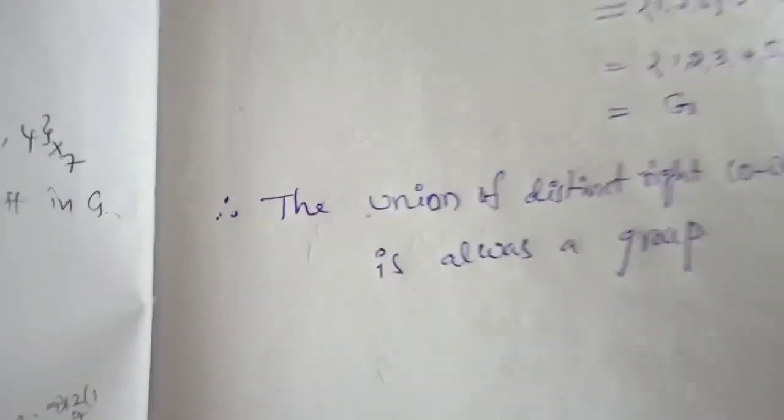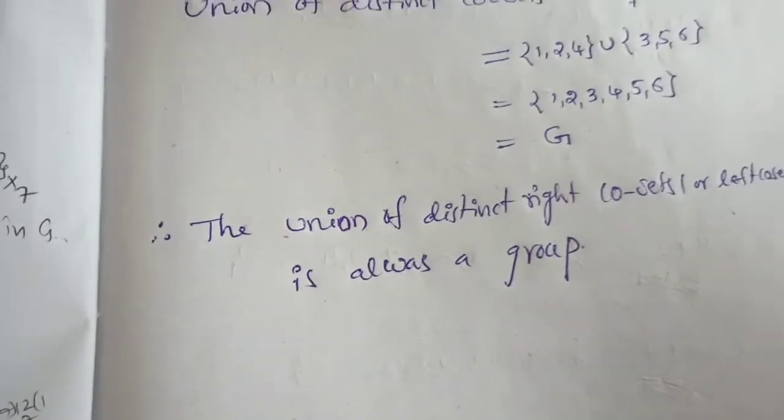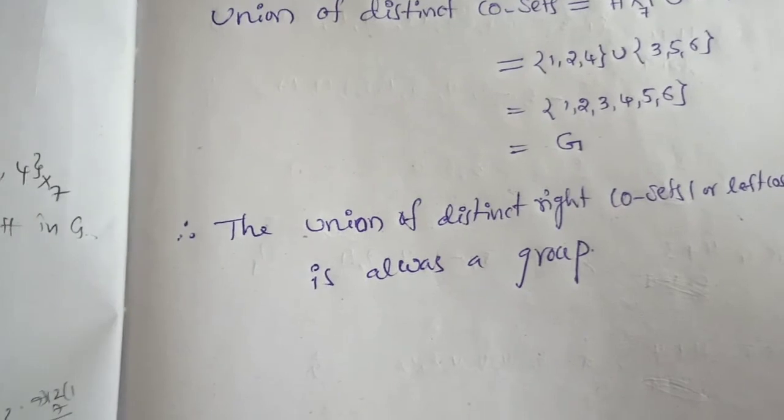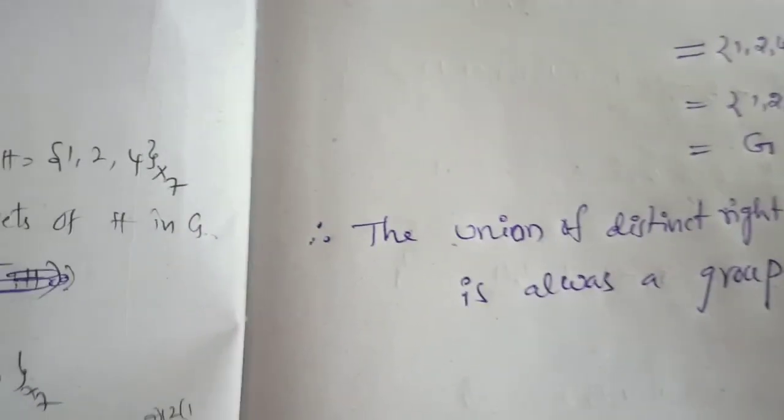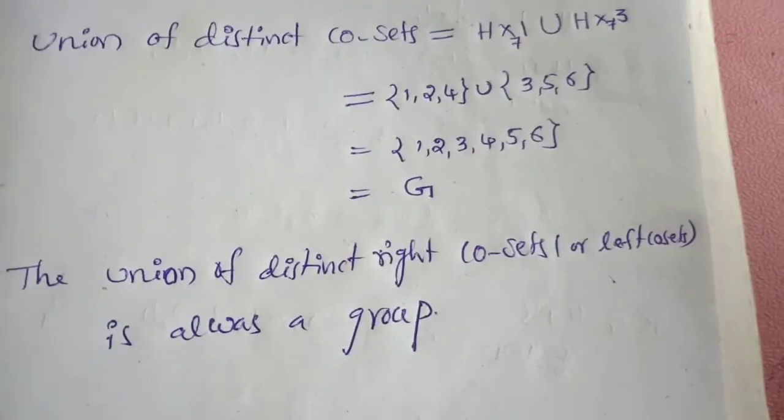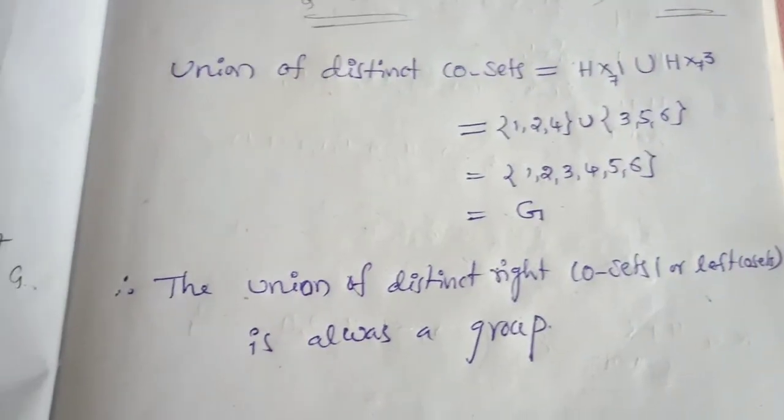So the conclusion is that the union of distinct right cosets or left cosets of H in G always represents a group. The union of distinct cosets represents the group. In this problem we found the right cosets and left cosets, then calculated the index, and also stated what the union represents.